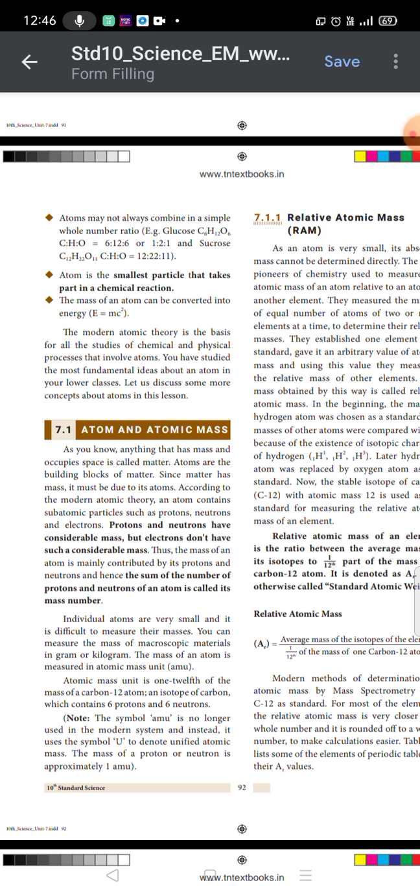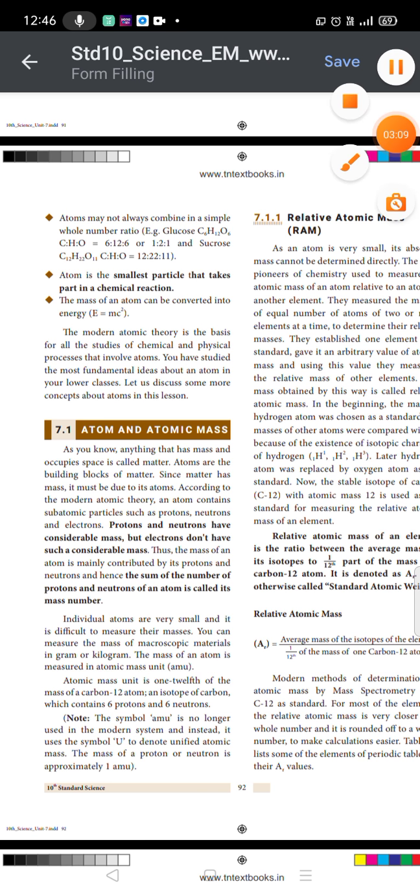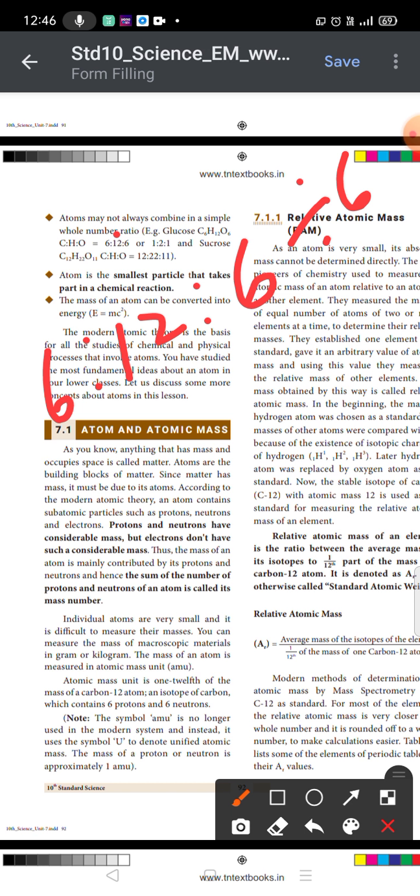For example, the molecular formula of glucose is C6H12O6. Here, the ratio of carbon, hydrogen and oxygen is 6 is to 12 is to 6, which is divisible by 6, so we get 1 is to 2 is to 1.